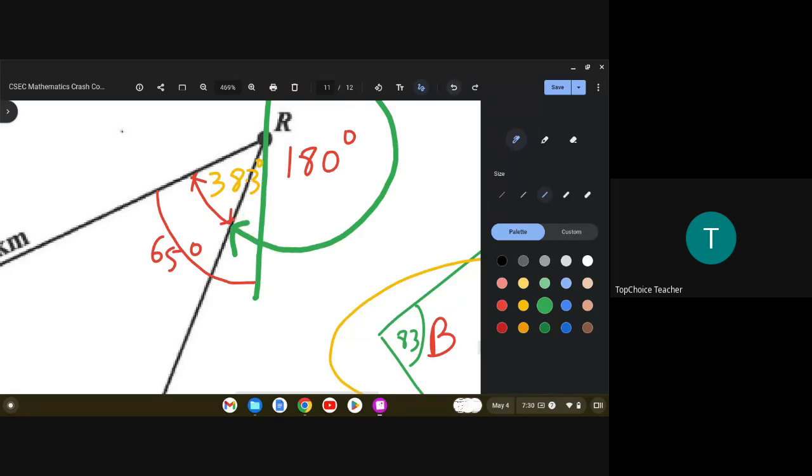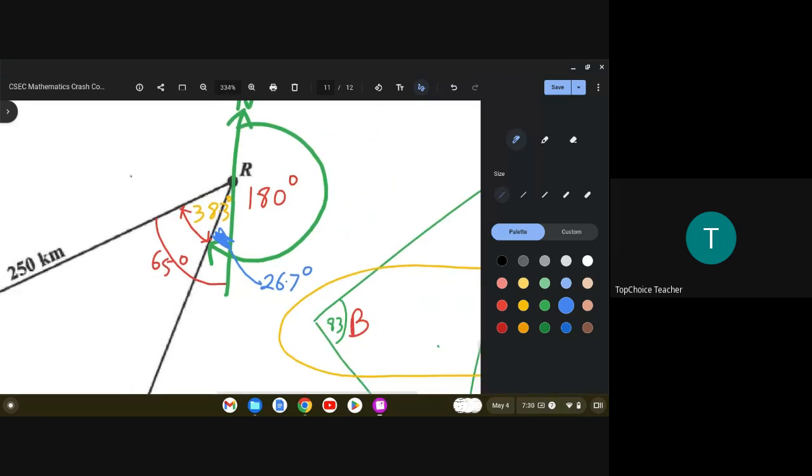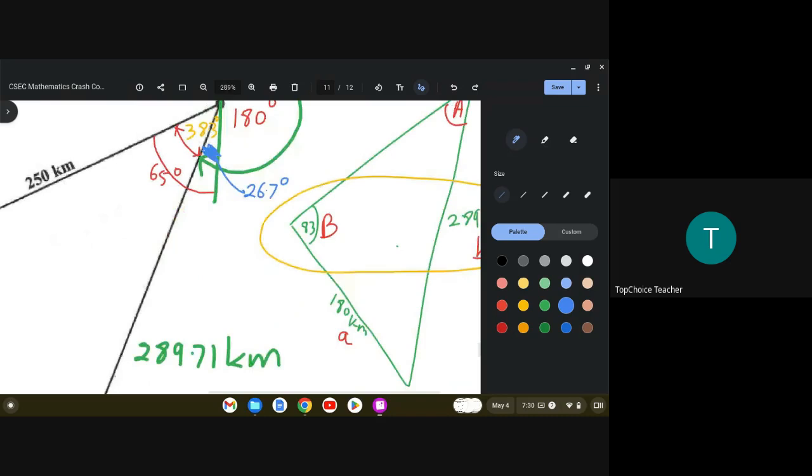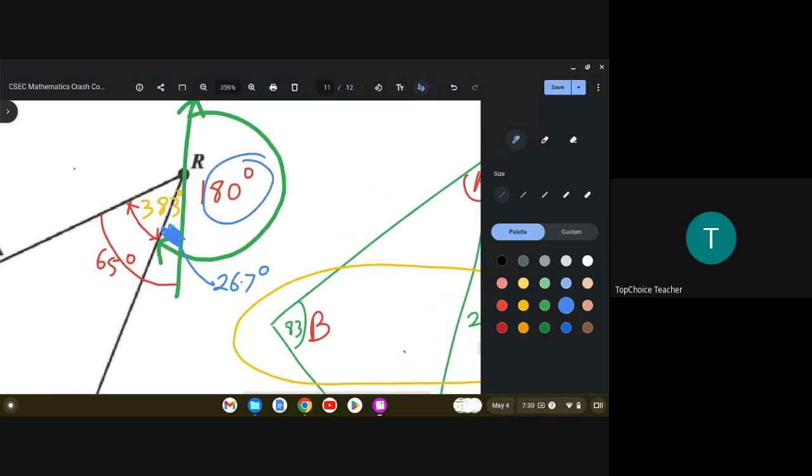Okay, so let me write that in. I'll use a different color. This angle here now is going to be 26.7. So now if we know this angle here is 26.7 degrees, remember the bearing is up to the end of the green arrow. We know this little corner now is 26 degrees. We know the big curve is 180. So what would be the bearing then? It would be the sum. 206.7. It would just be the sum of 180 and 26.